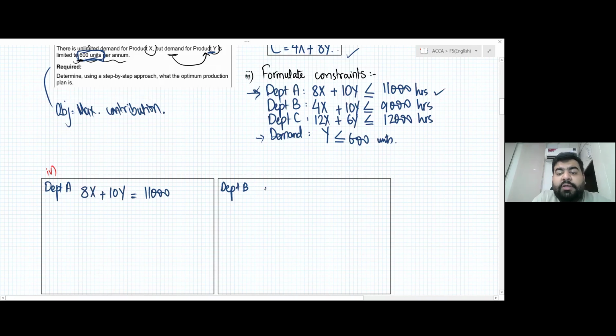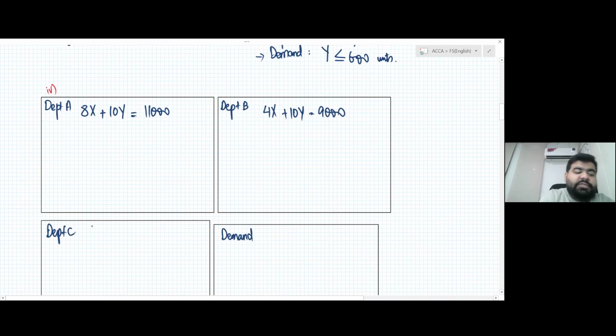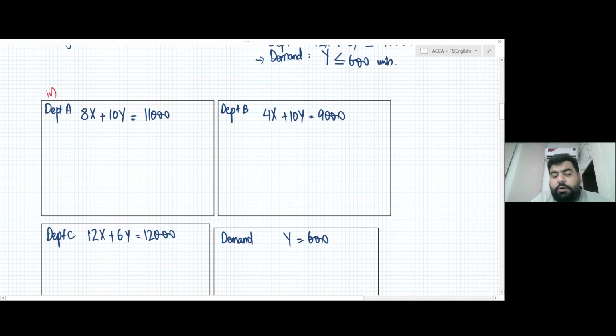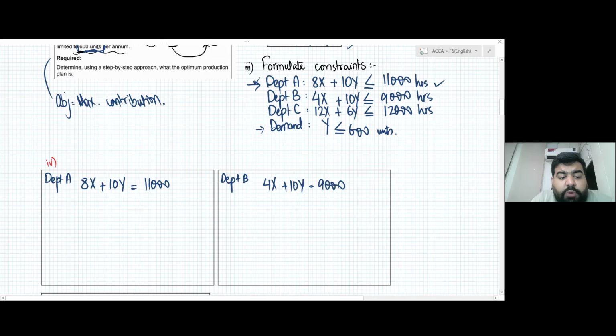Department B formula is 4x plus 10y equal to 9,000. Department C, 12x plus 6y is equal to 12,000. And here y equal to 600, like y can be 600, not more. Right? Now, the first formula you have is 8x plus 10y is equal to 11,000.